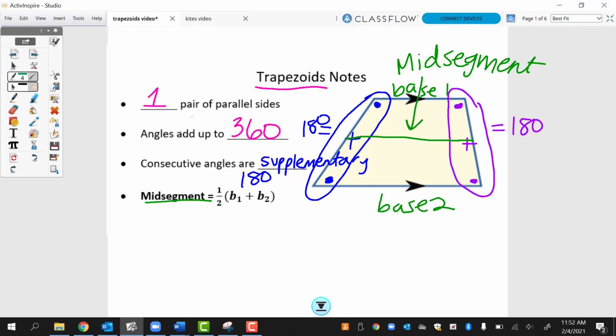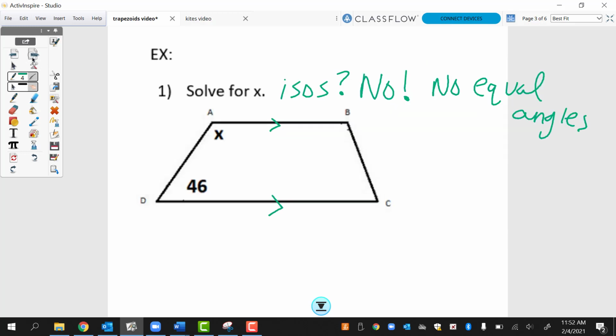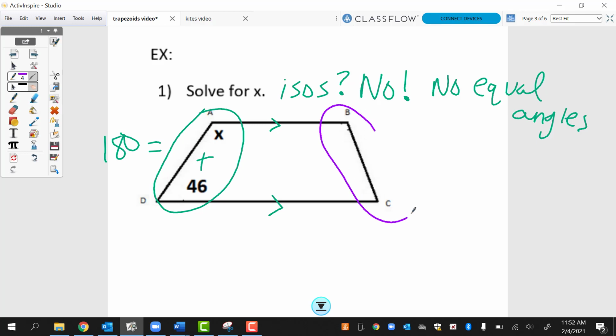So where are my, that's the wrong way. Where are my consecutive angles? Well, these are going to add up to 180. And these ones over here would add up to 180. Now, okay, well, I circled two of them. The x and the 46, they are consecutive.